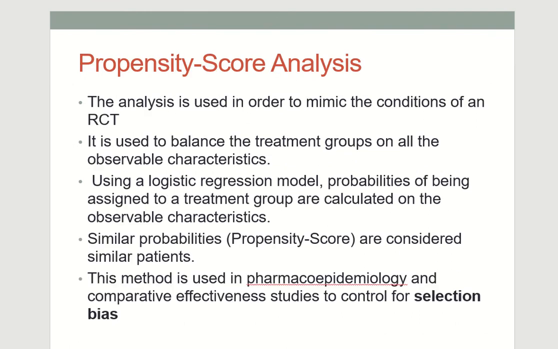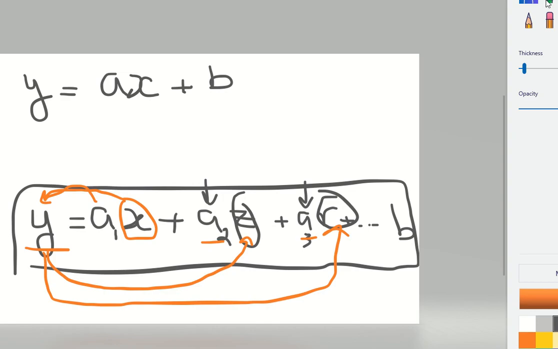Okay, so another thing that you can do is propensity score. Propensity score is a very versatile technique that can help you do something that looks like matching. However, you're matching for multiple variables at the same time. What you're trying to do is mimic an RCT.